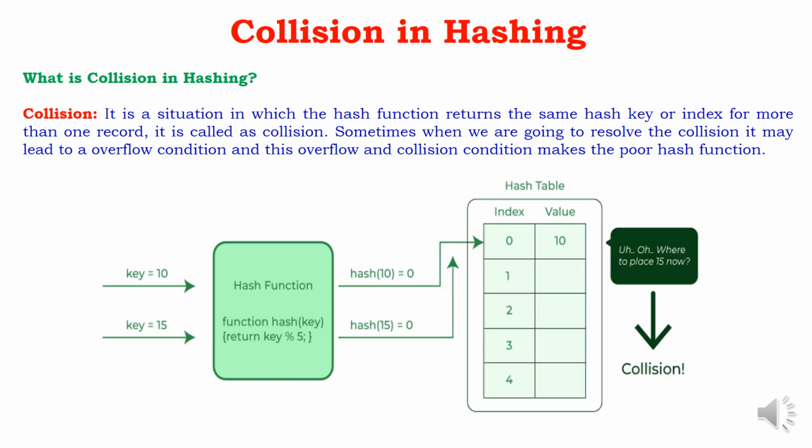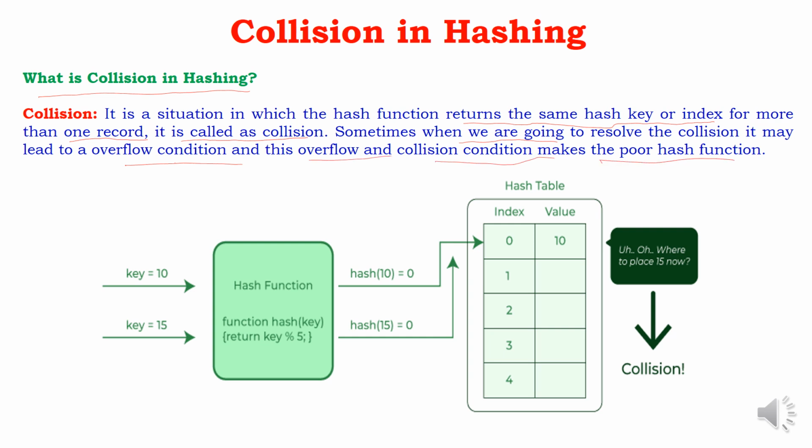Then what is collision in hashing? Collision is a situation in which the hash function returns the same hash key or index for more than one record or value. It is called collision. Sometimes, when we are going to resolve the collision, it may lead to an overflow condition, and this overflow and collision condition makes a poor hash function.